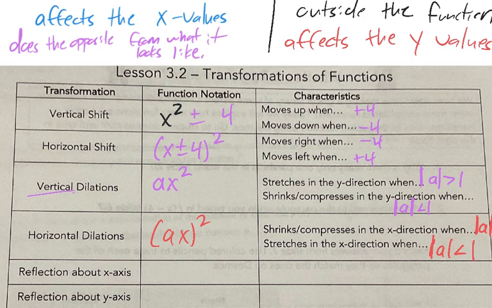So if I have something like negative x squared, with the negative on the outside, that changes the value of y. And then if I have something like -x squared with the negative on the inside, inside affects the values of the x. So it's going to reflect over the y-axis. So this changes the value of x. And I'm done.